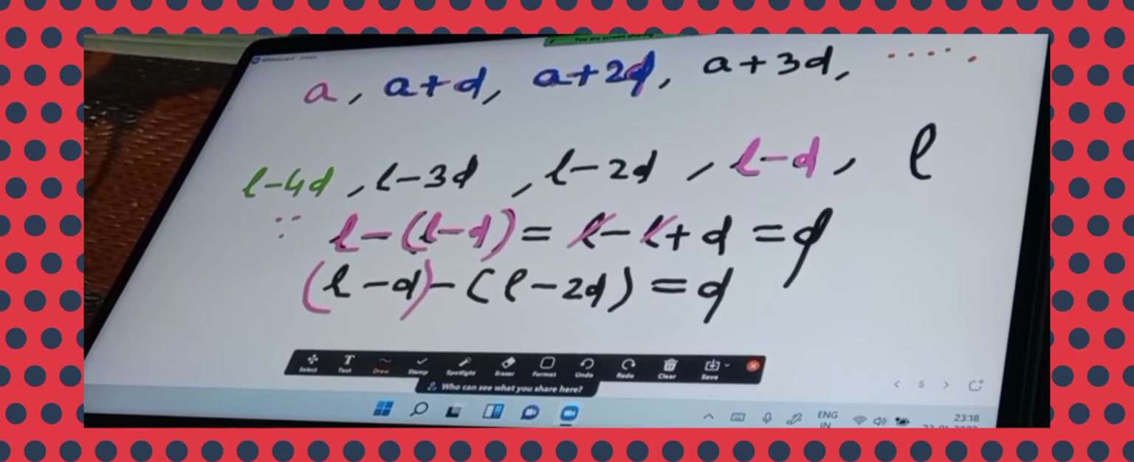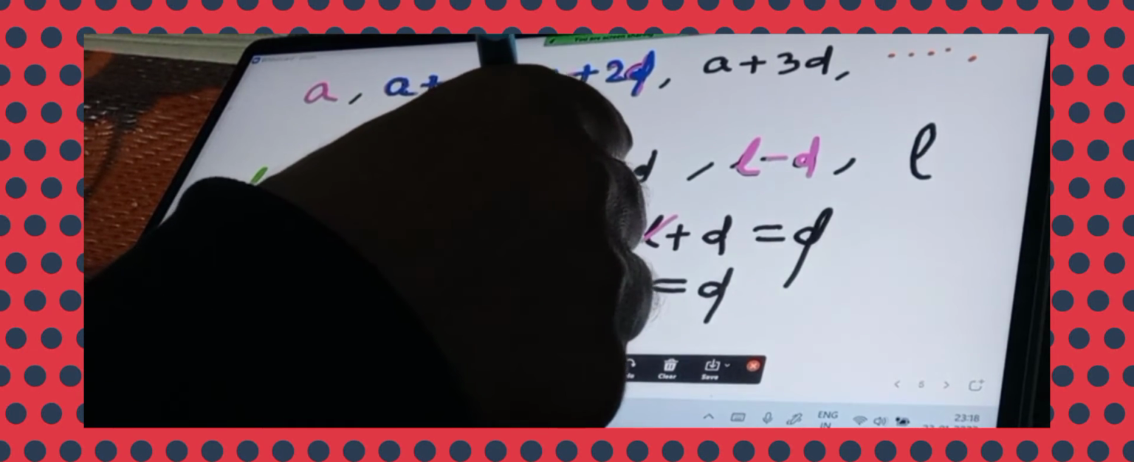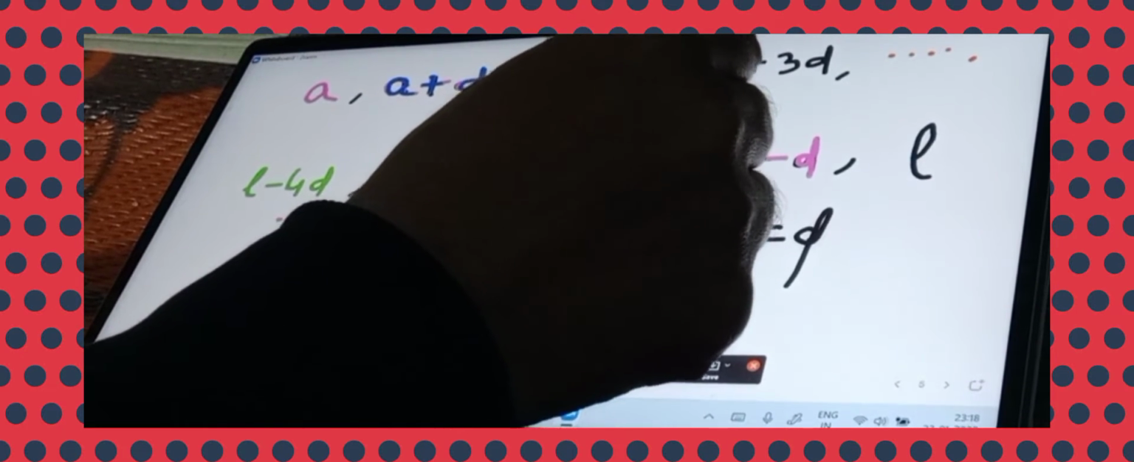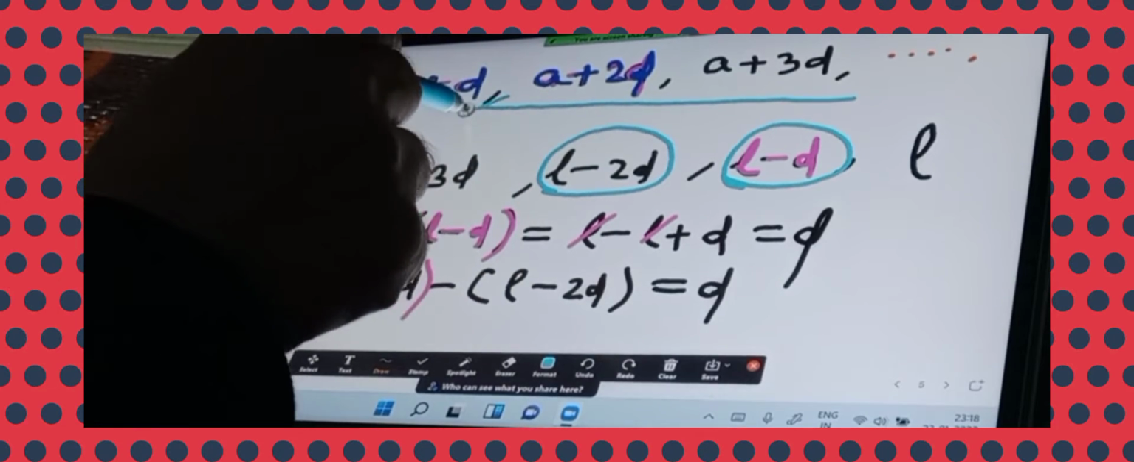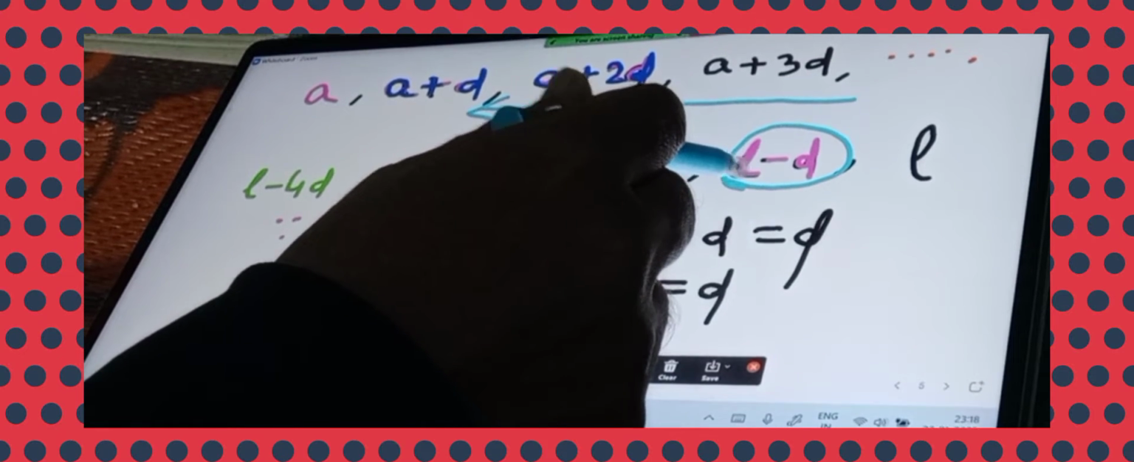Yes or no? Similarly, its previous term is L minus d, and then the next term will be L minus 2d, if you write in the reverse order, in the backward direction. So the last term is L, and once again, its previous term is L minus d.